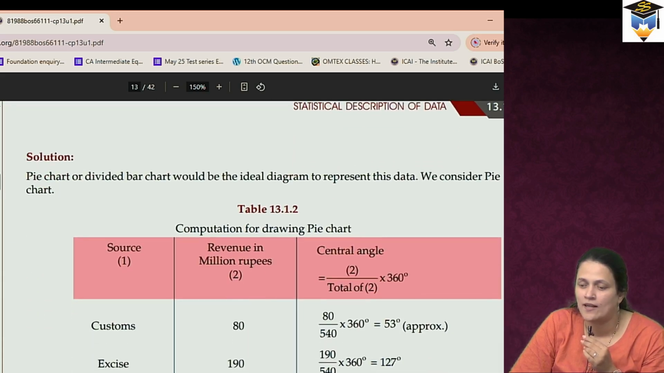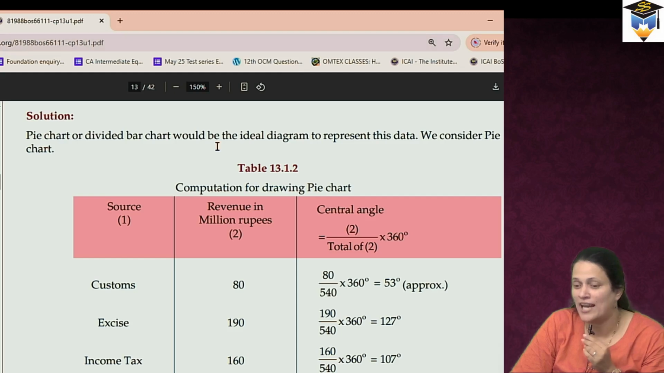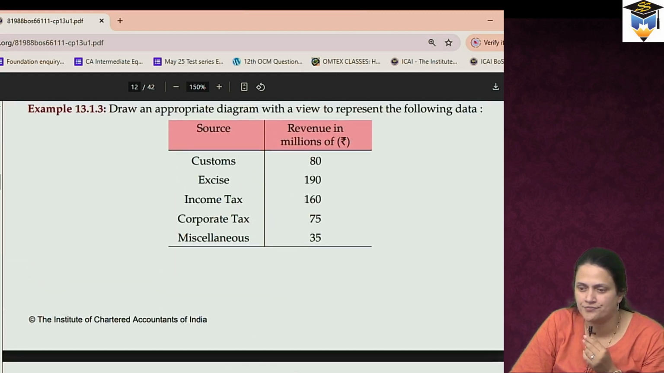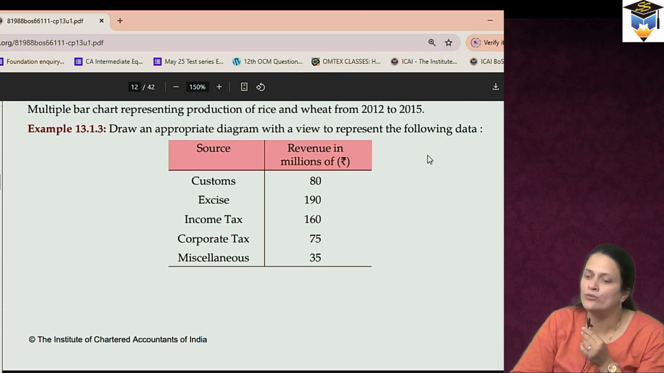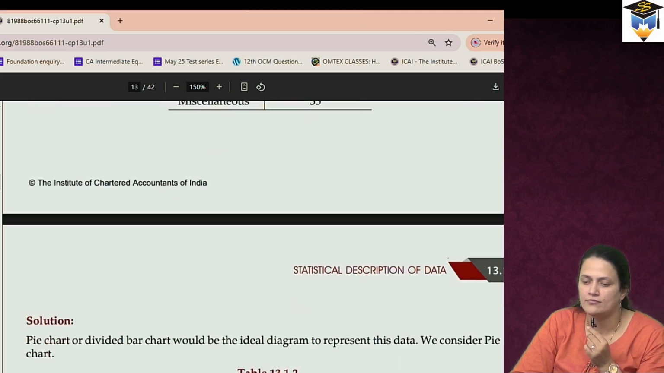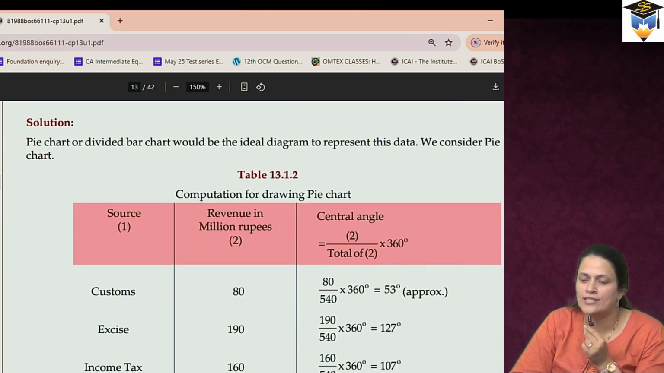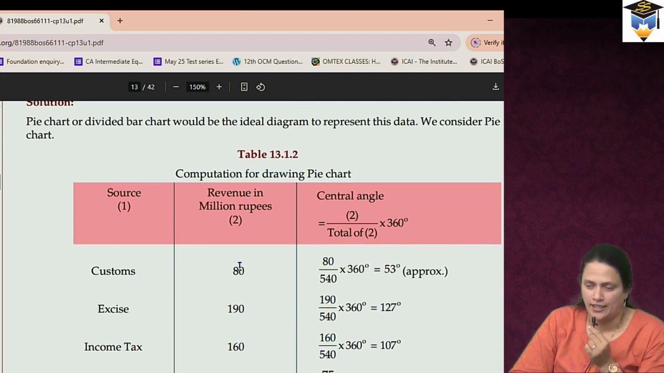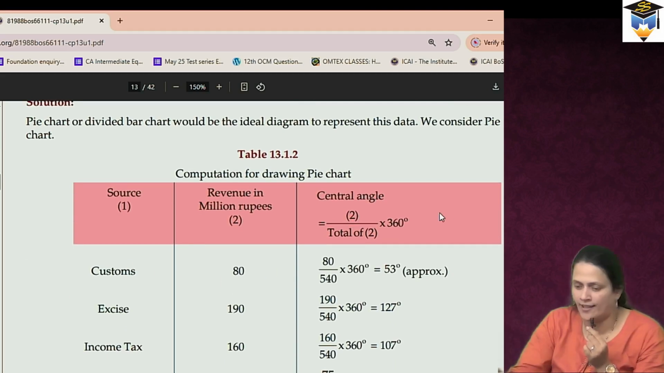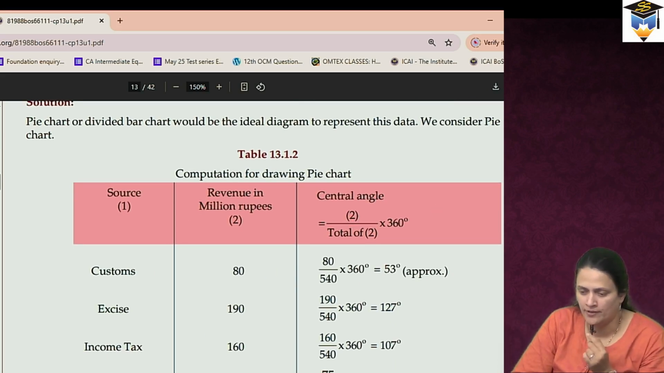Okay, now this is a pie chart. Now, if you see here, the source is given to you and revenue of millions of rupees is given to you. So customs is 80, excise is 190, income tax is 160, corporate tax is 75, and miscellaneous is nothing but 35. So now this is a pie chart, 80. So now there is a central angle for a pie chart, if you remember.